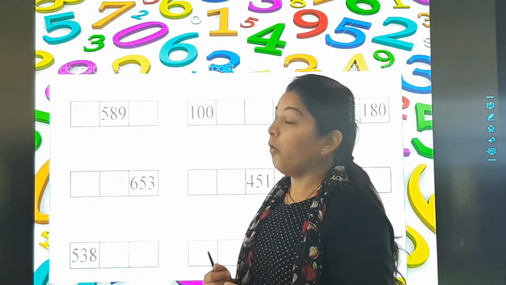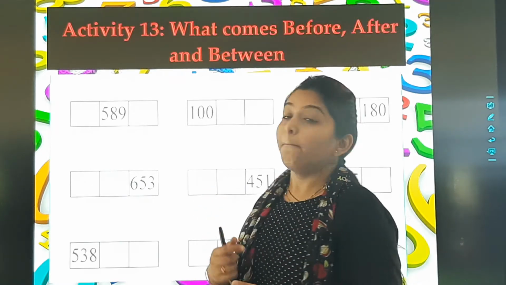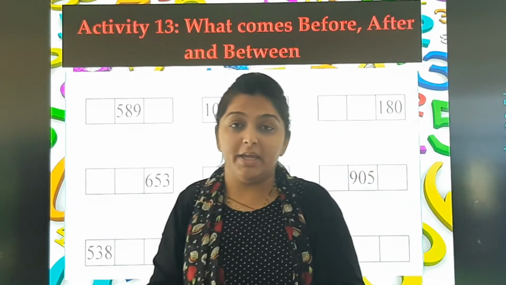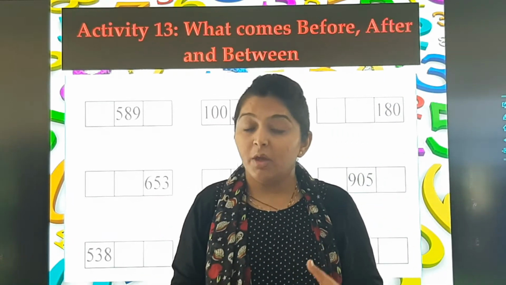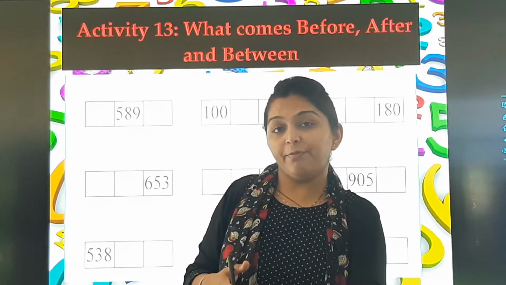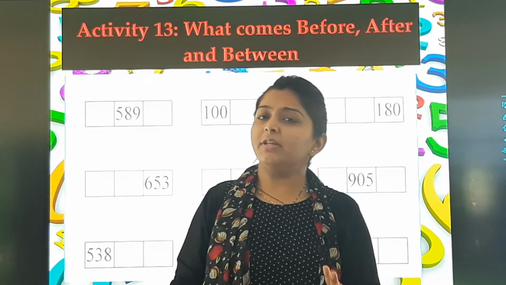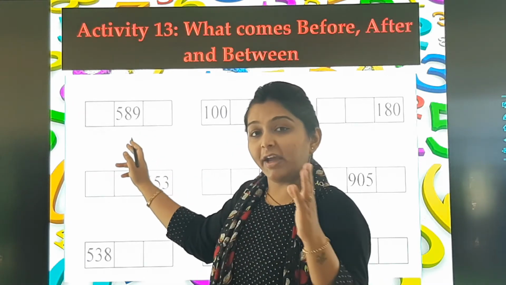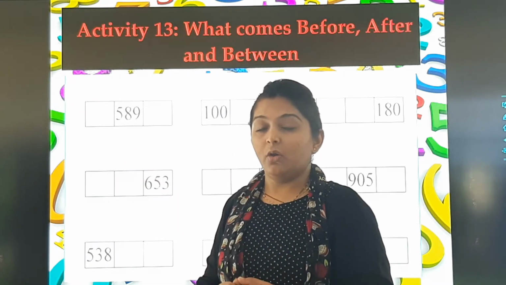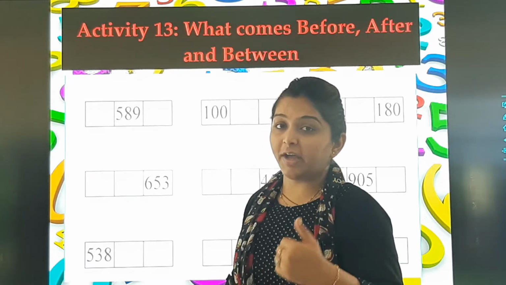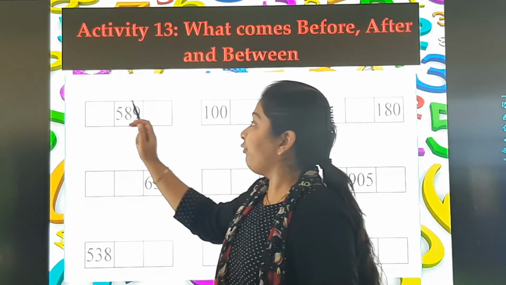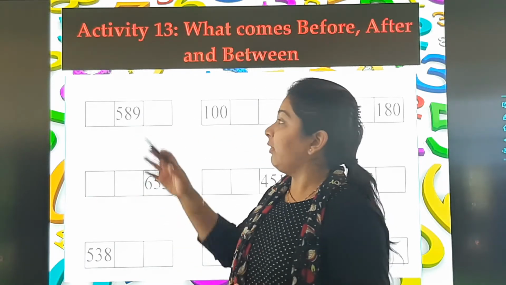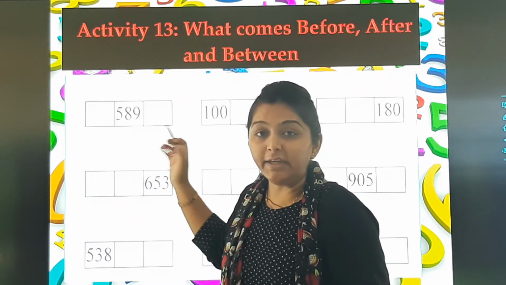Next, what is this? These are missing numbers. What comes before, after and between? Some numbers are missing. We have to write what comes before, what comes after and what is between. See, in the first one, in between only 589 is given to you. Okay, now what will come before 589? It will be 588. After 589, that will be 590.